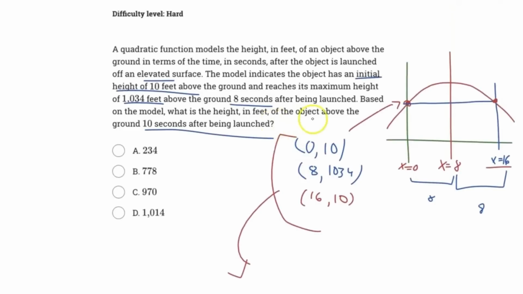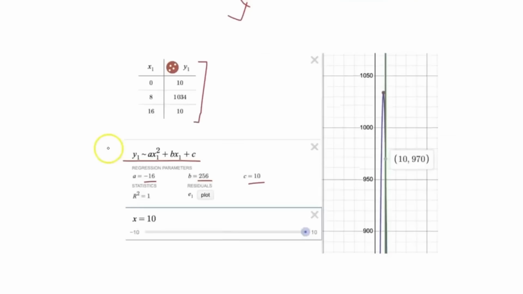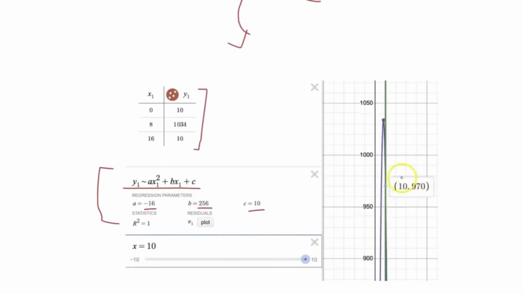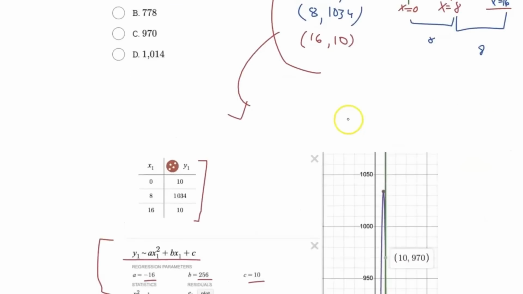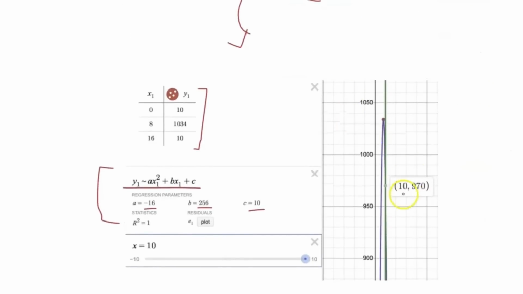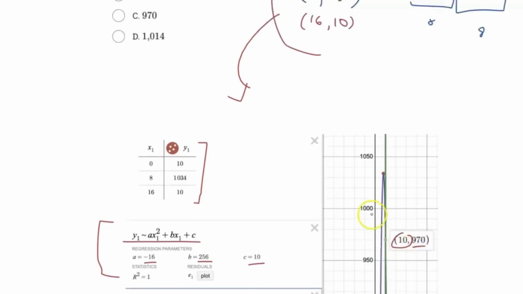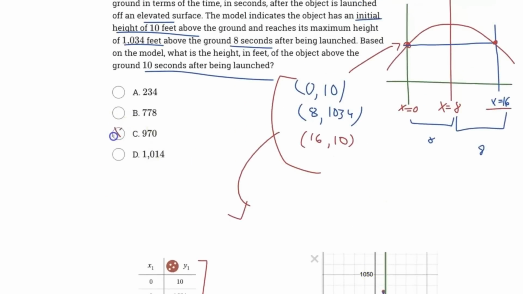But the question is asking, what is the height, in feet, of the object above the ground 10 seconds after being launched? Since we already have the function that represents the problem, all we have to find is the height of the object 10 seconds after being launched, when x equals 10. So we just put in x equals 10 here and found the intersection. We see that when x equals 10, the y value equals 970. Therefore, our answer is choice C.